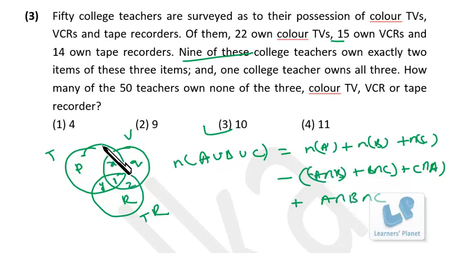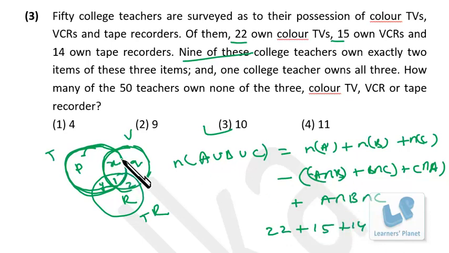Then plus the number of elements in A intersection B intersection C. Here n(A) is this complete circle. Okay, just be careful. This complete circle, the number of elements in B is this complete circle, the number of elements in C is this complete circle. So n(A), n(B) and n(C), that is 22, 15 and 14. Okay, 22 plus 15 plus 14.